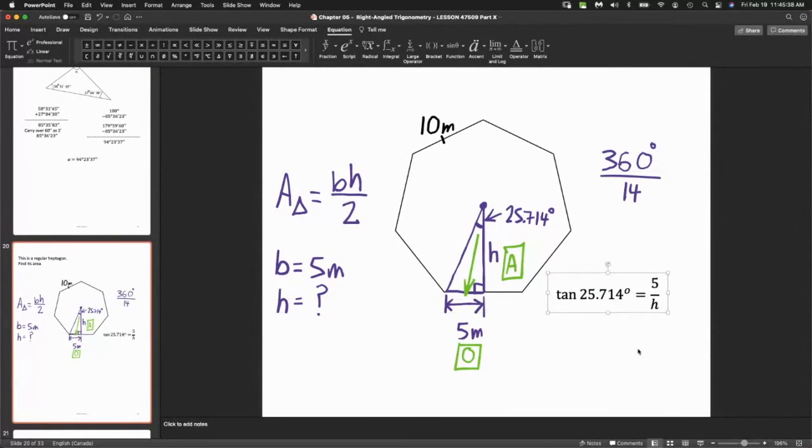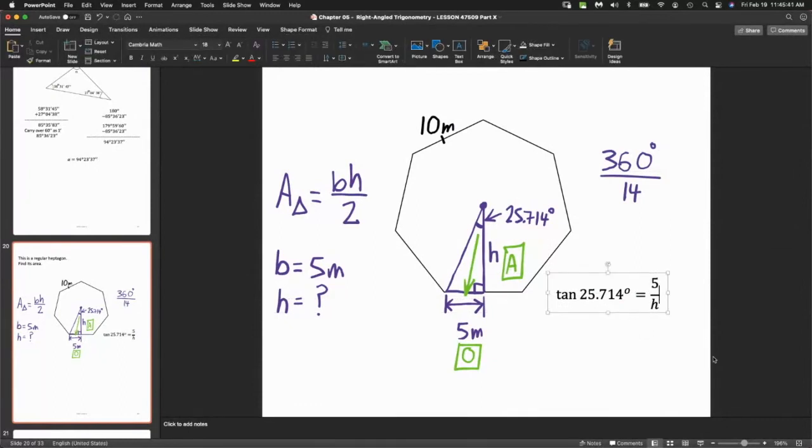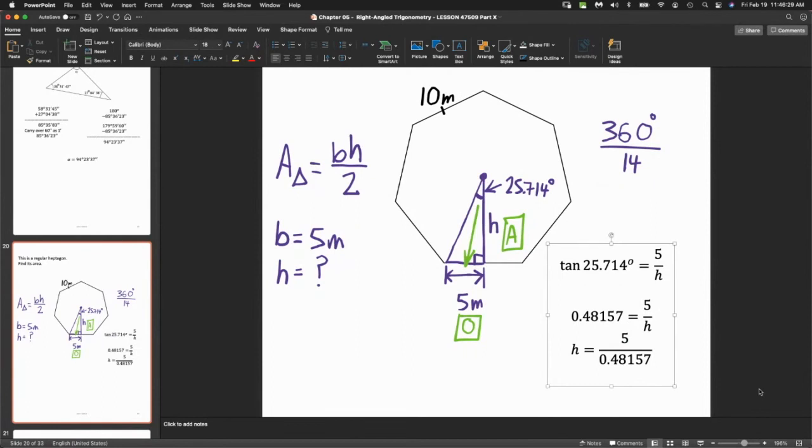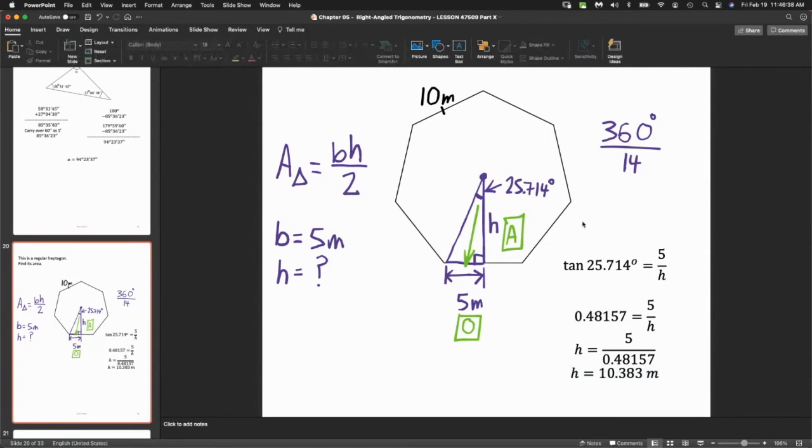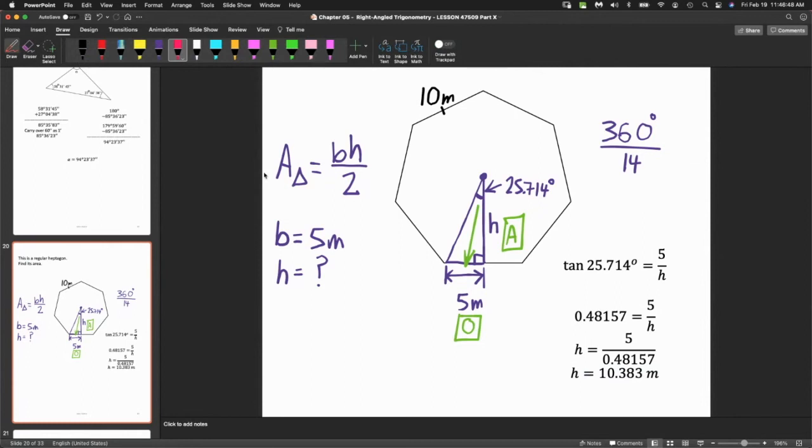This question is a preview of the kind of stuff we're going to do next week and in chapter 6. What is tan of 25.714? I got 0.48157. And if you take 5 and divide by that, you get 10.383. And there you have it. We have managed to identify and calculate the height. So I can go back here now and plug it in. Now we know this number here is 10.383.